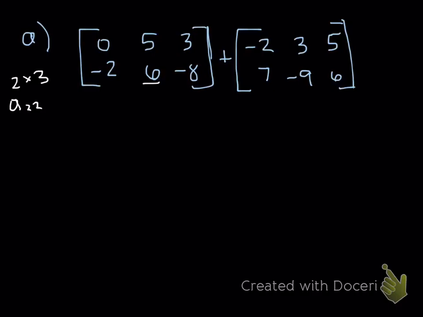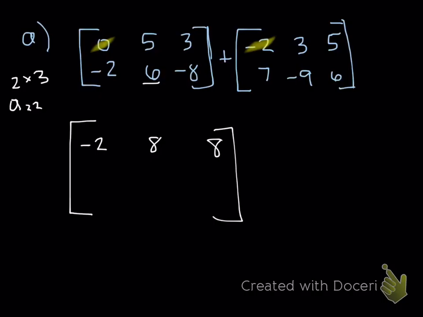In order to add your matrices, the orders have to match, so it has to be a 2 by 3 and a 2 by 3. And then what you do is you simply just add your numbers. So for example, 0 and -2 will get added because they're in the corresponding spots. 5 and 3 is 8, 3 and 5 is also 8, and in the bottom, -2 and 7 is 5, 6 plus a -9 is -3, -8 plus a 6 is -2. Done. So we added the matrix.